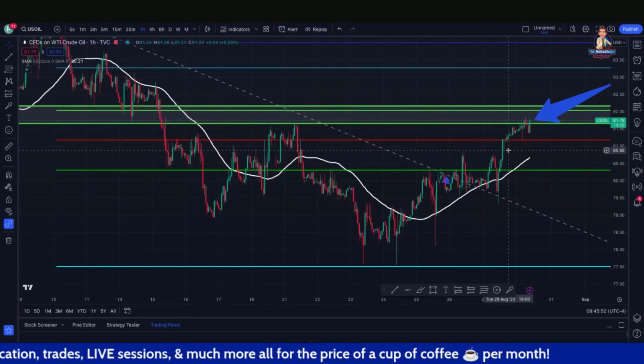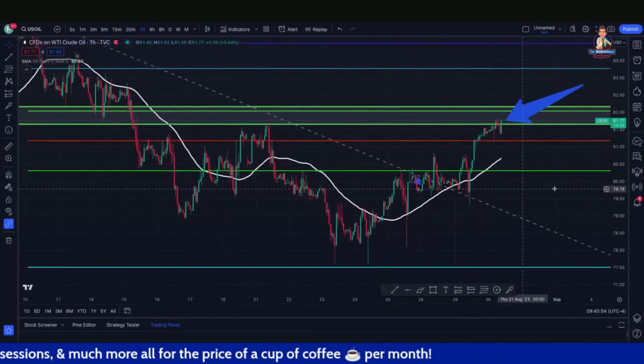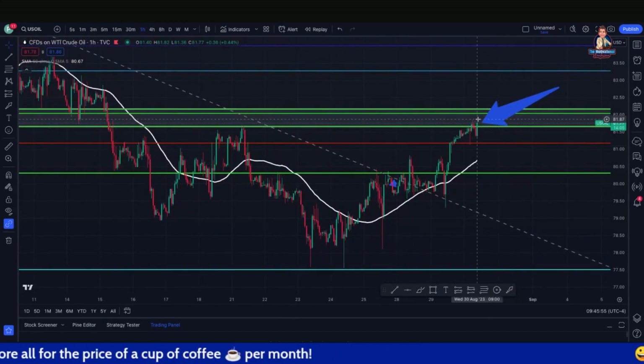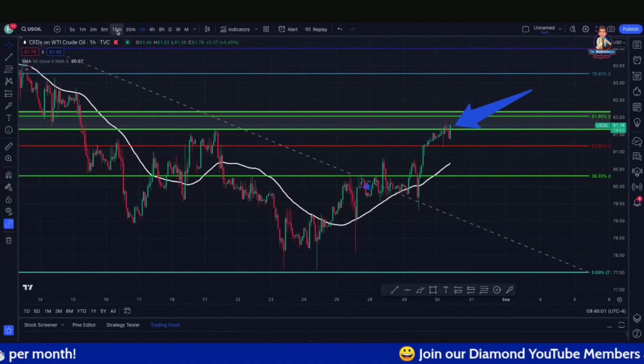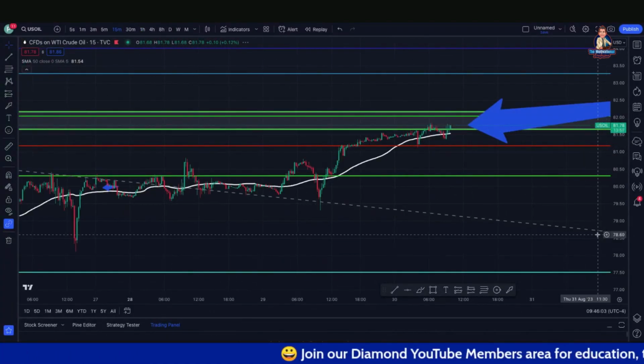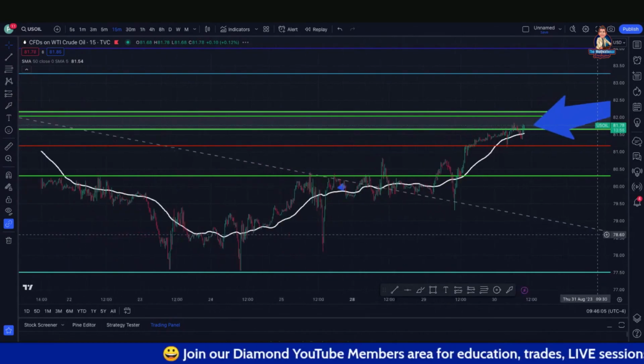So if you were looking to possibly sell crude oil because you want to scalp it, then your sell should be happening up here in this area, but it would be risky, right? Because we have news coming out. Now, let's drop all the way down to the 15-minute time frame, okay? Because I want to show you something, okay?